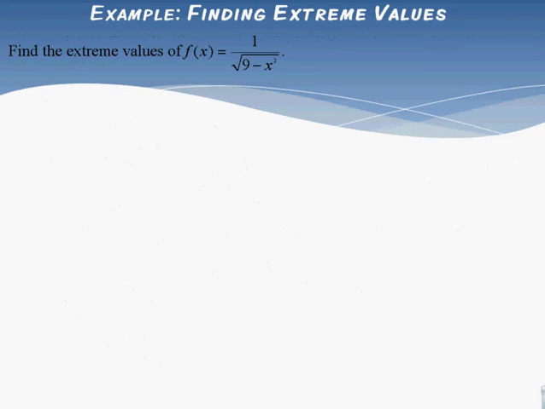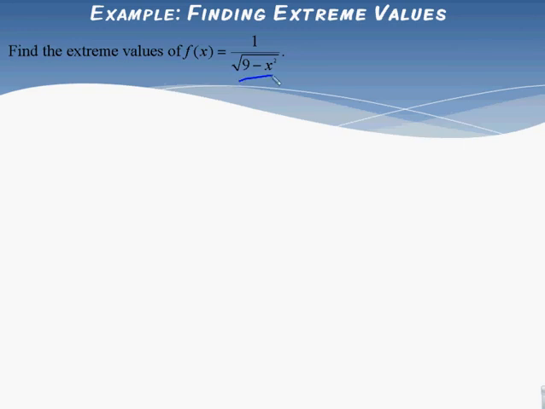Let's do one more example together. We're going to find the extreme values of the function 1 over the square root of 9 minus x squared. And notice in this example, they did not explicitly state any domain. They did not give you any endpoints. And so we have to look at this and figure out, would I even have endpoints? And the best way to tell that is to just find your domain. And let's see what the domain of f of x is.